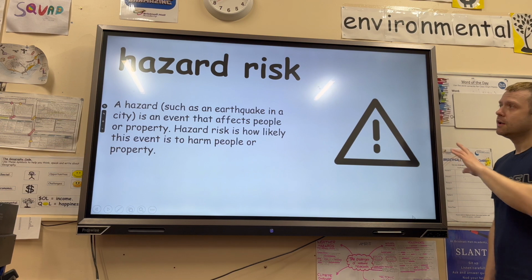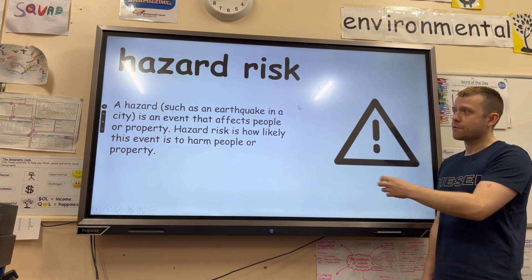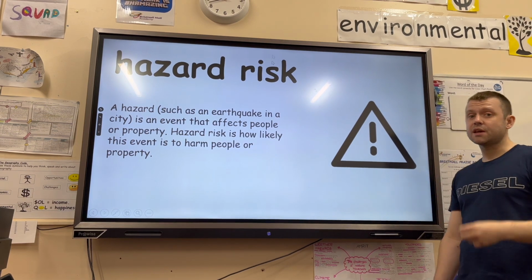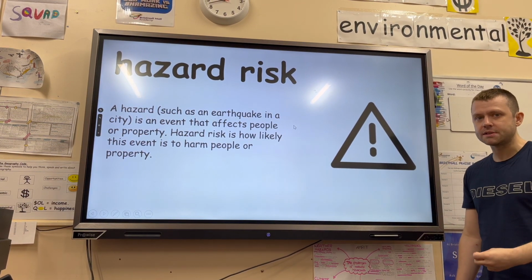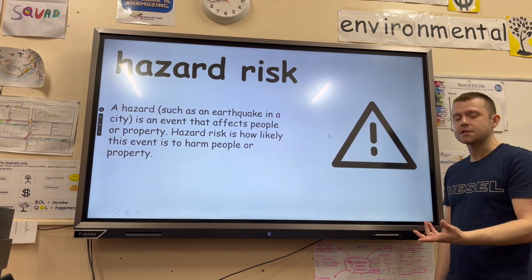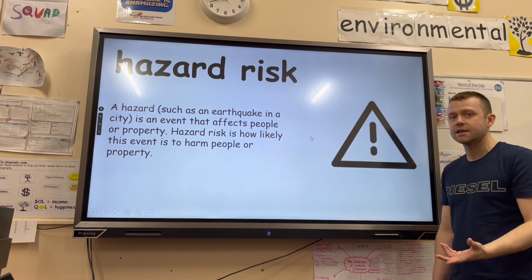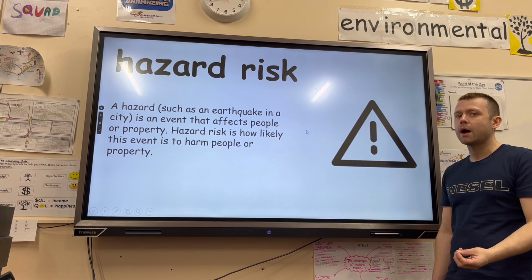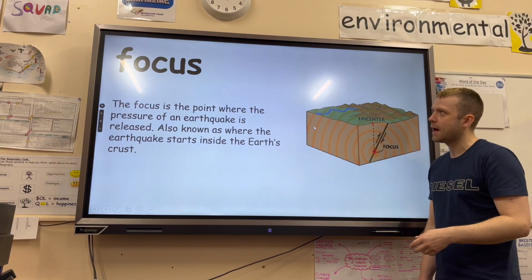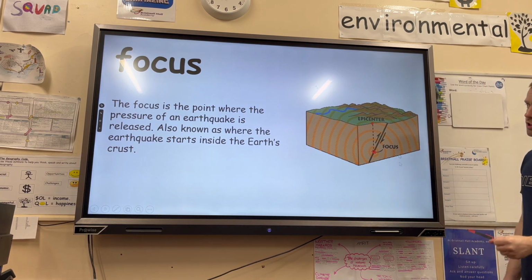Hazard risk. Now, I've just talked about earthquakes and volcanoes. These are hazards. It's only really a hazard if it can affect people or property. There are various factors that are going to increase the risk to people or property. For example, living in an LIC, there's going to be more hazard risk because the buildings are poorly constructed, they're more likely to collapse.